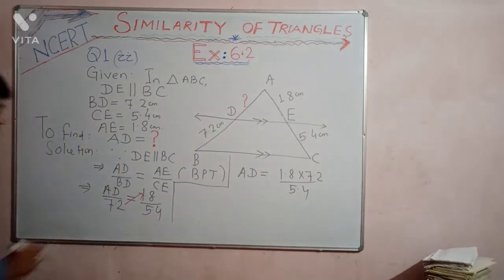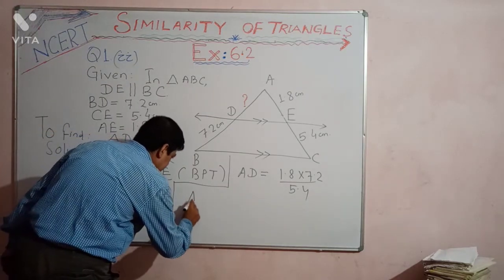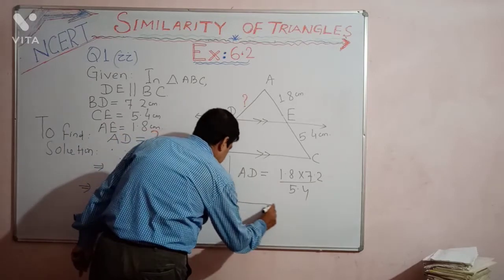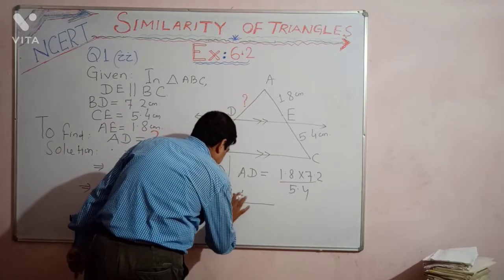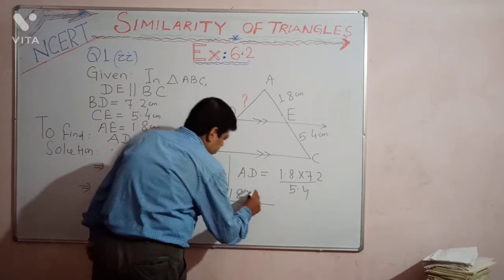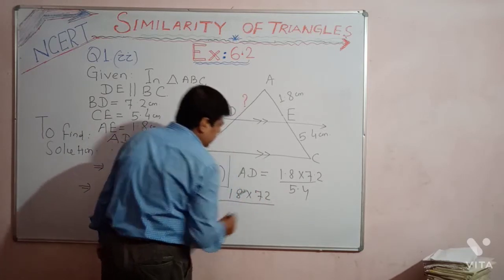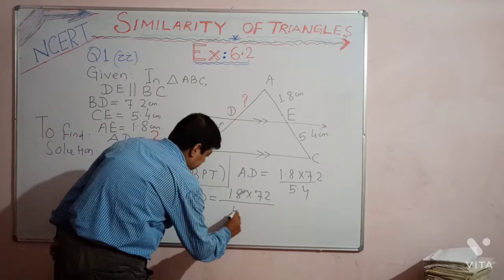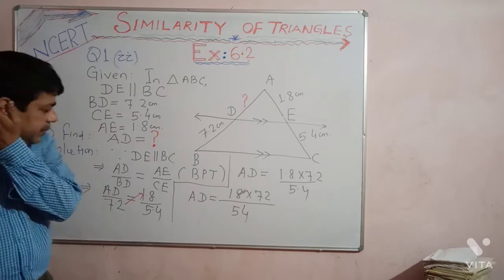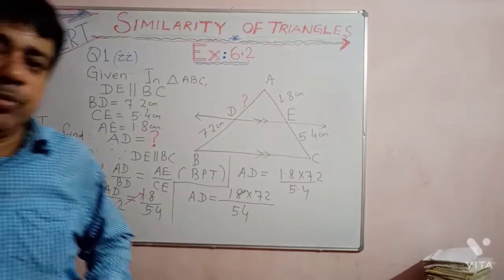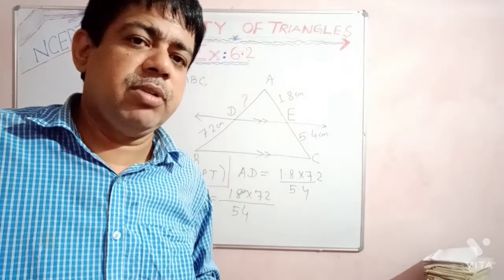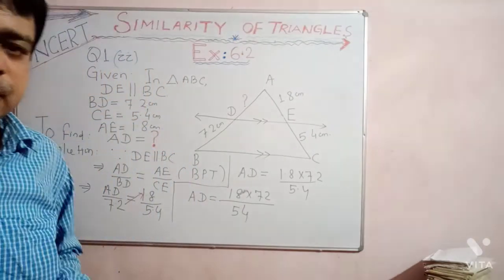Once again, see here AD is equal to, look at here, 1.8. So it will be 18 after removing the decimal point, and it will be 72, and 5.4 will be 54. Is it clear? So first of all, if the numerator and denominators of rational numbers are decimal numbers, first of all you remove the decimal point. This is the way of simplification.